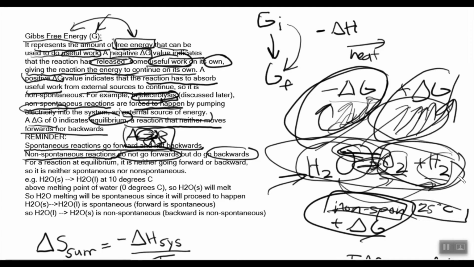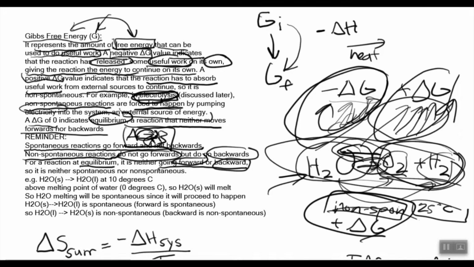But if we don't have any of this, it won't go backwards because none of this exists yet. So the only way it could go is forwards. And since it's non-spontaneous, chances are that this H2O will not be converted into O2 or H2 unless it undergoes electrolysis. Now, for a reaction at equilibrium, it is neither going forwards nor backwards because the forward and backward reactions are at the same rate, and because of that, they cancel each other out.